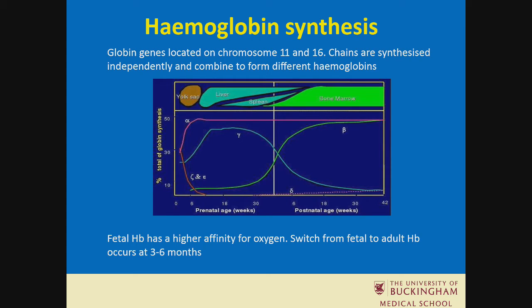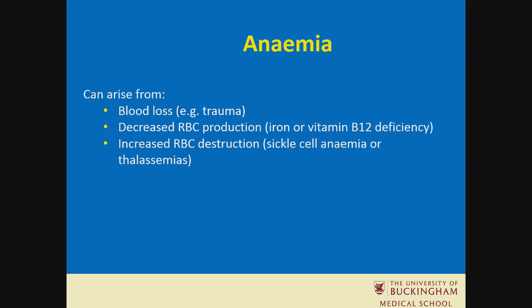So the important thing to remember: fetal hemoglobin has a higher affinity for oxygen, and sometime 3 to 6 months postnatally, there'll be a switch. And at that point, of course, any mutations in the beta chains will become revealed. So sickle cell anemia, for example, doesn't manifest itself in utero because of the presence of gamma chain, but it will become manifested quite quickly after birth.